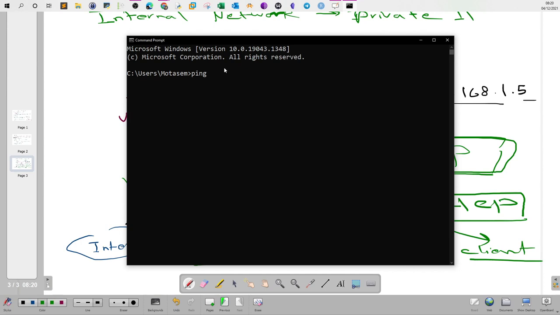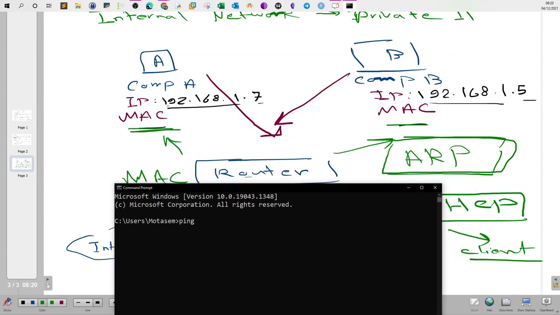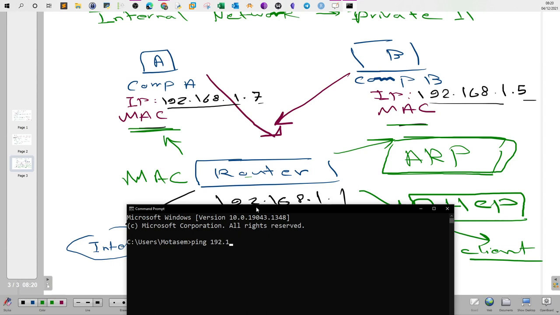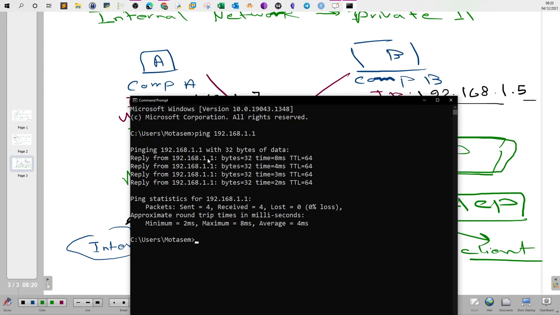So let's take an example. Now, how would we know that computer A is able to reach the router? Yeah, I know we can just try to access the internet, but as someone who is learning networking, how would you know that? You would type ping 192.168.1.1. Now, when you enter, if computer A is able to reach the router, you will be receiving replies from the router. So as you can see here, the router is replying to my requests. Ping sends echo requests. Here the reply that comes from the router is called echo replies. And there are some statistics about the number of packets you sent and the number of packets you received.